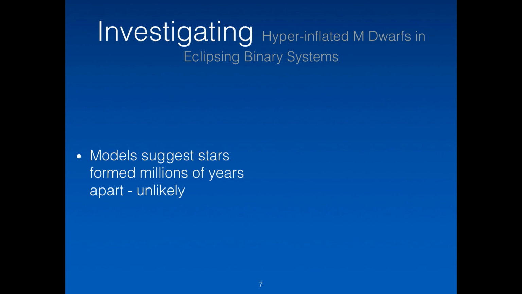So first off, those models. They suggest that the stars formed millions of years apart, which is unlikely for the hypothesis that there's actually a physical reality to these inflated sizes, because if they were that big, they would be young. Stars start as these very big clouds that, depending on your time frame, slowly or very quickly collapse down into the stars they are on the main sequence.